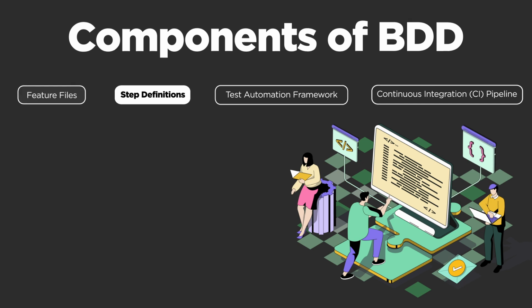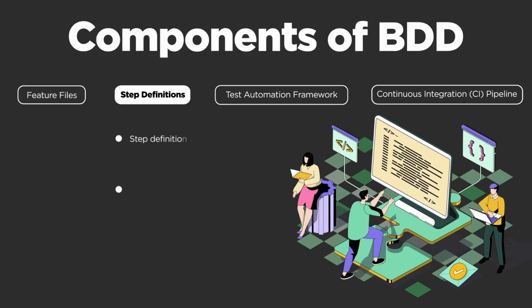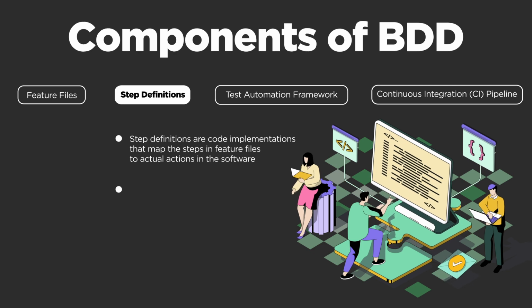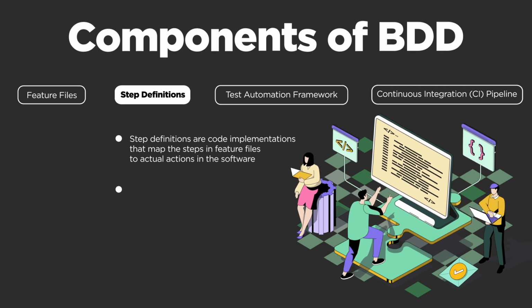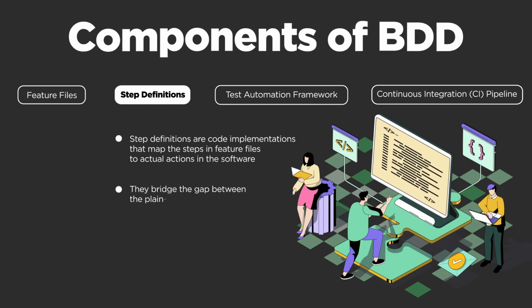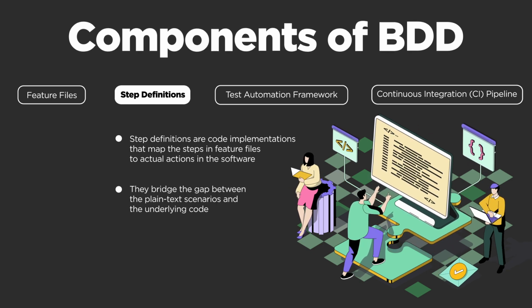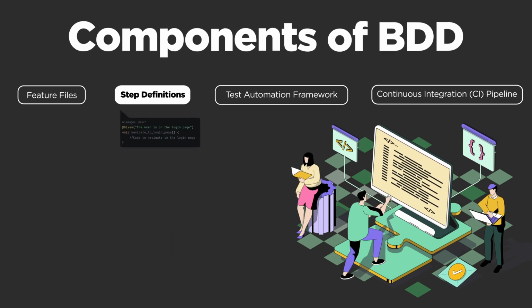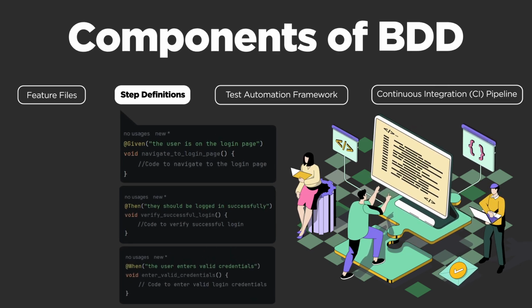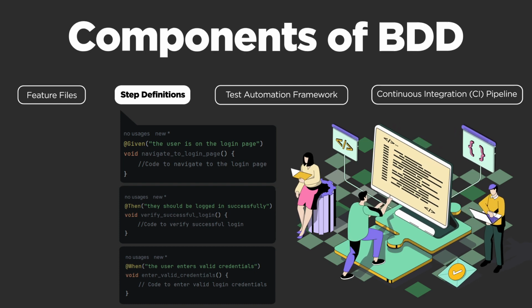Now we can discuss step definitions. Step definitions are core implementations that map the steps in feature files to actual actions in the software. They bridge the gap between the plain text scenarios and the underlying code. For example, here you can see how the scenario steps are mapped to Java code on the right.